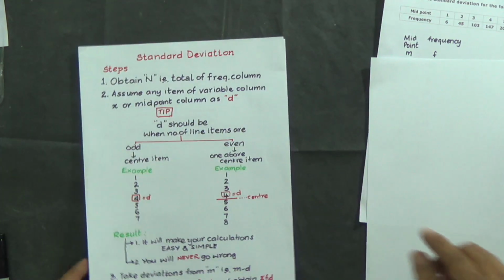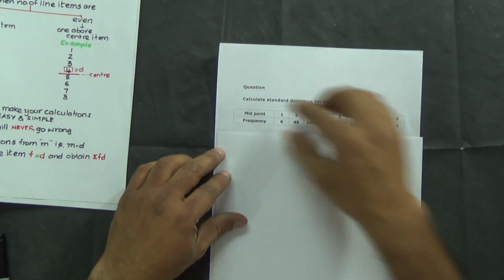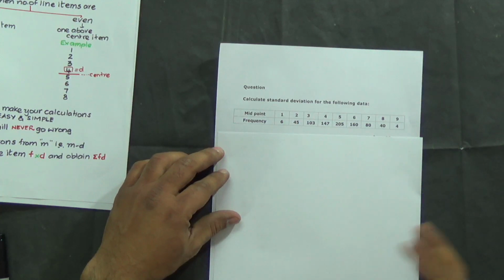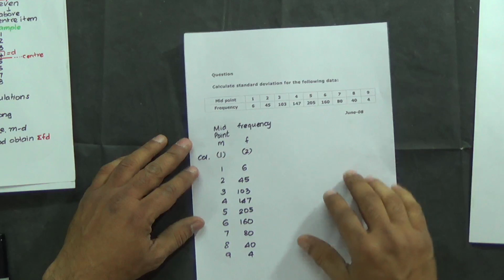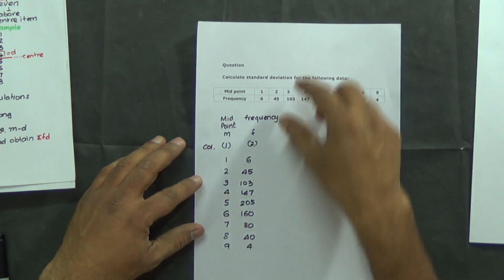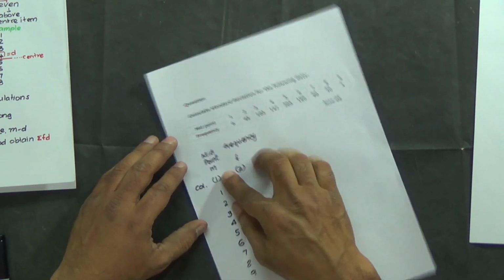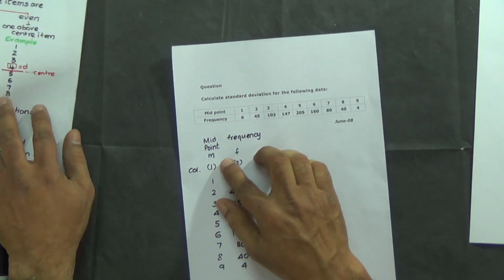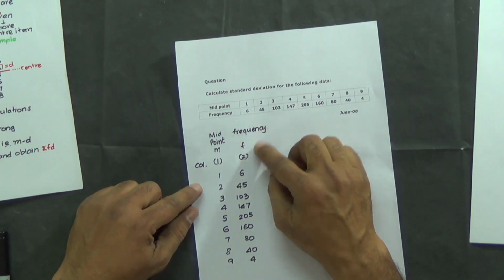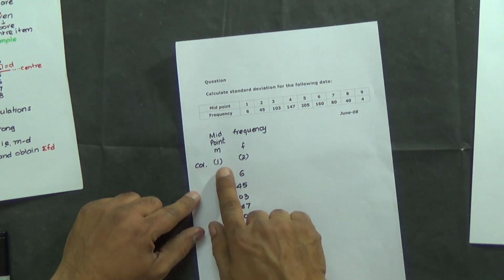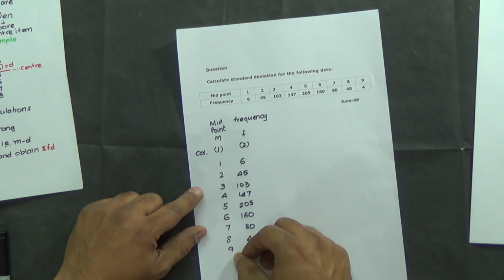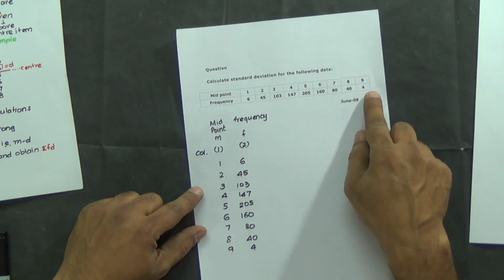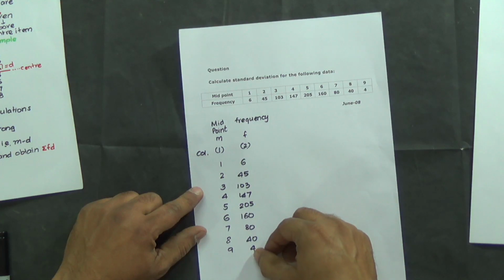Obtain n. Before we do that, this horizontal data has been just copied in a vertical form. This is what we are required to do in the first place. So this data has been copied like this in the vertical form, and midpoint m. The midpoint is abbreviated as m, frequency column with f. This is column number 1, column number 2, and this 1 to 9 has been just written over here like this, and the frequency 6 to 4 is just written down over here.